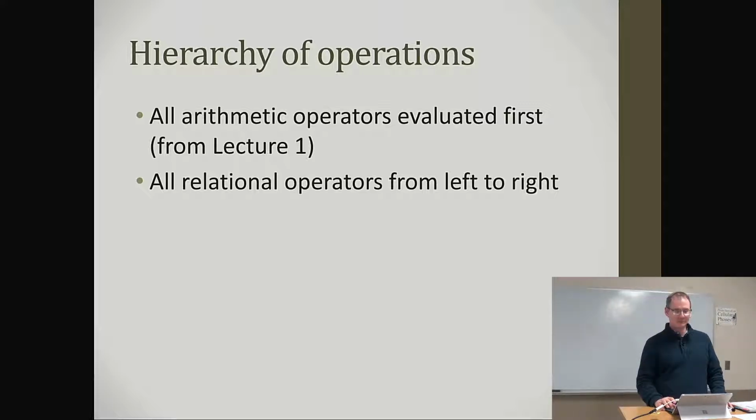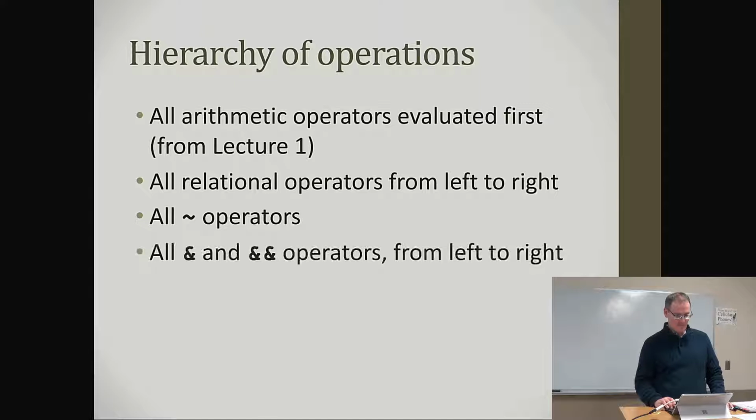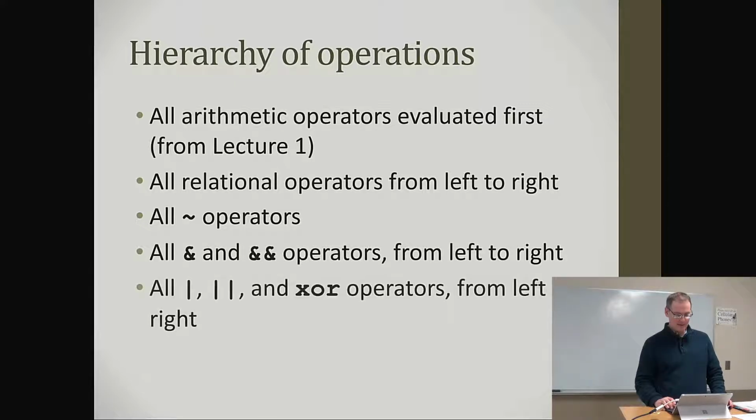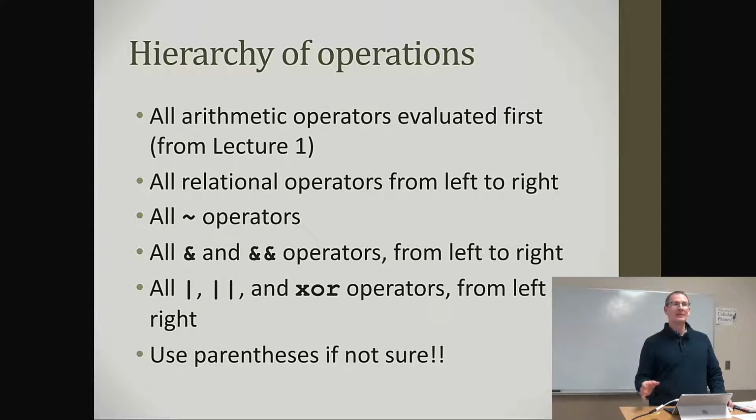Then it does the relational operators from left to right. Then it does what is called the negation operator, or the not operator. Not true is false. Not false is true. It will do all of the ands from left to right. Then it will do all the ors and the XORs from left to right. Now, of course, before it does anything, it does parentheses. So really, that should have been up at the top. Anything within parentheses, it will do before combining it with others.